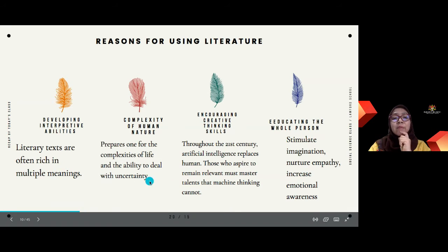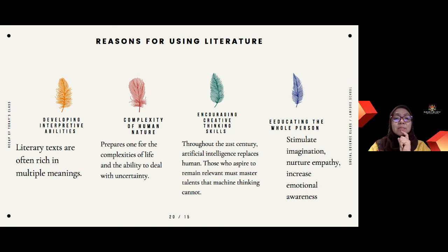Complexity of human nature prepares one for the complexities of life and the ability to deal with uncertainty. I will go back to this point later, towards my final slides. Aristotle talks about catharsis, meaning when you read something, sometimes there's a revelation. You suddenly realize, that is something I've learned from this text. It's like cleansing of self. When we read certain things, sometimes we feel sad or angry. It is because the text opens up to the complexity of human nature.